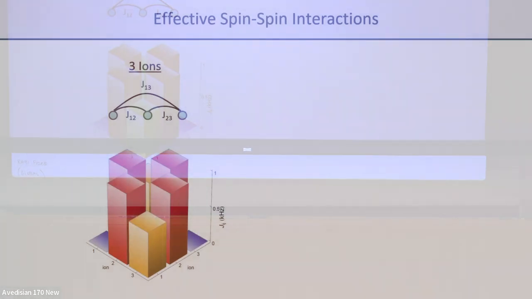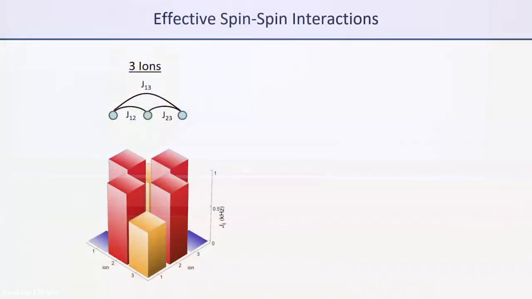Okay, so here I've done a calculation just with 3 ions to get our feet wet. With 3 ions, you have 3 different connections: J12, J23, and J13. Those are the connections between ions 1, 2, and 3. Here it's a simple matrix where, for some global Rabi frequency, I can ask what the connection is between ions 1 and 2, ions 1 and 3, and ions 2 and 3.